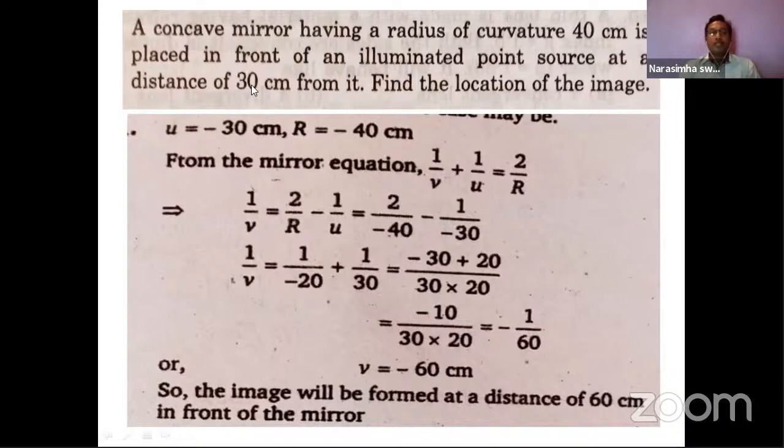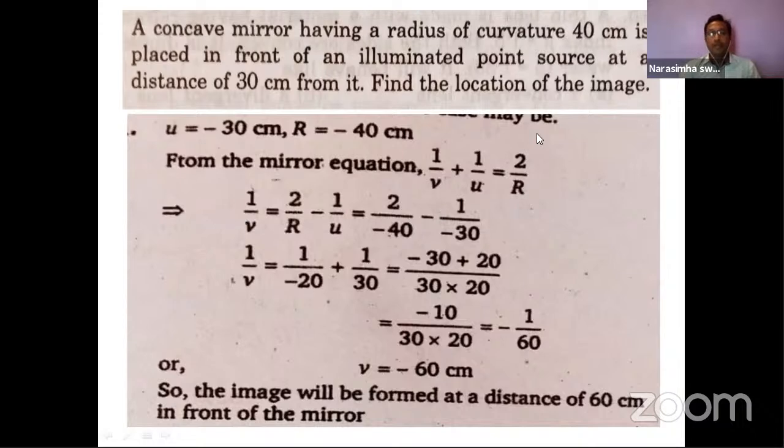At a distance of 30 centimeters, the U value is given. As it is a concave mirror, it will be negative, on the opposite side, right? And what is asked? Find the position of the image, meaning the image distance, the V value. So here is the formula: 1 by V plus 1 by U is equal to 2 by R. Okay, directly substitute all the values here.